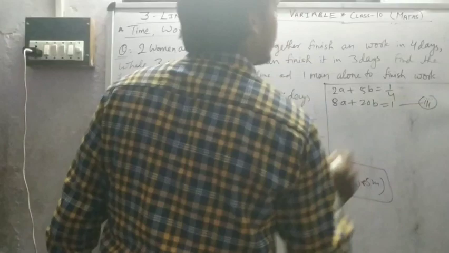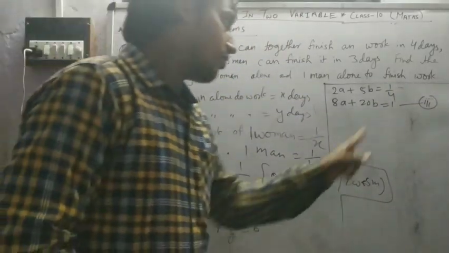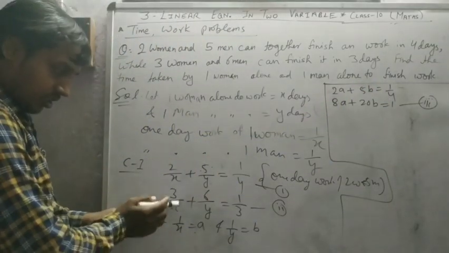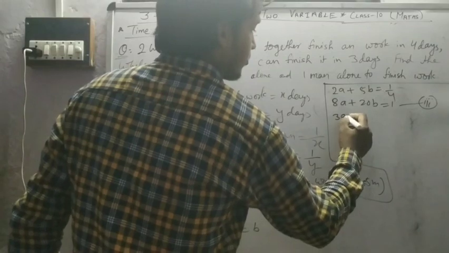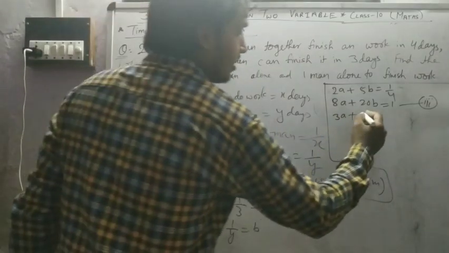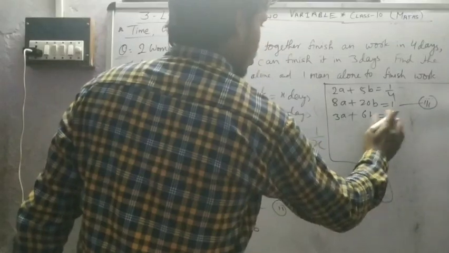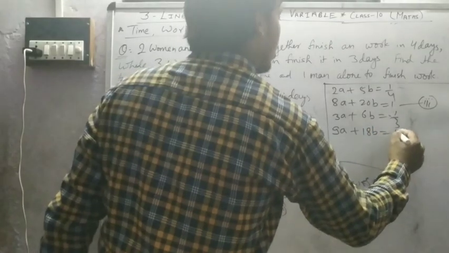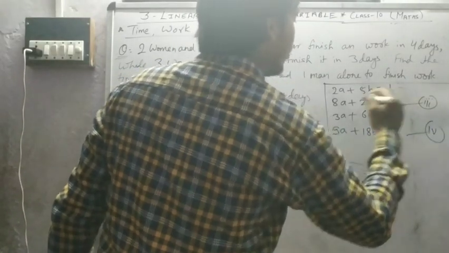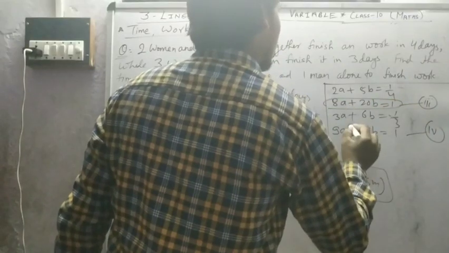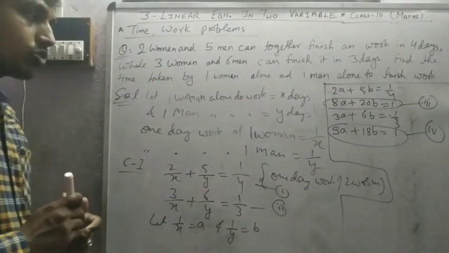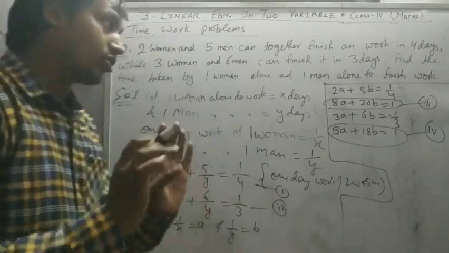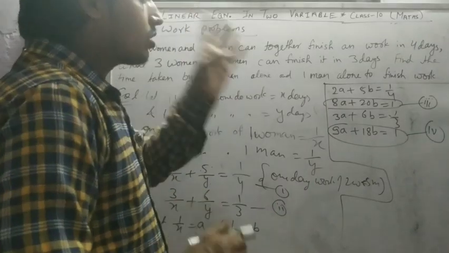Equation number 3. Cross multiply: 4 divides, so send it to the opposite side and multiply. Same for the second equation: 3a plus 6b is equal to 1 upon 3. So 9a plus 18b is equal to 1. Equation number 4. You can solve these two equations by using the elimination method, substitution method, cross multiplication method, or graphically. That's your choice, but we always use the elimination method.